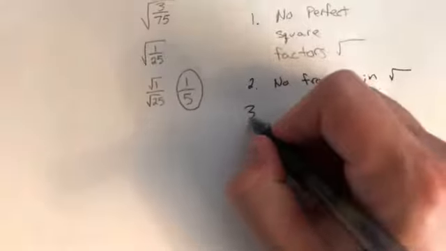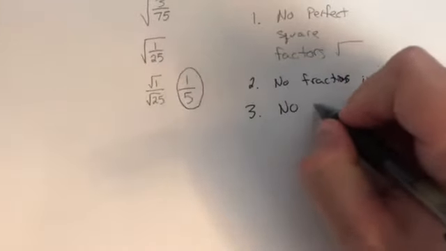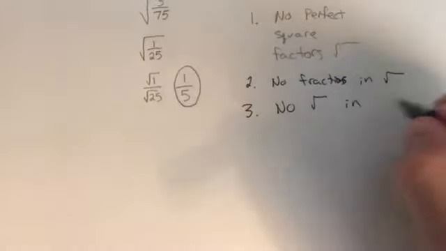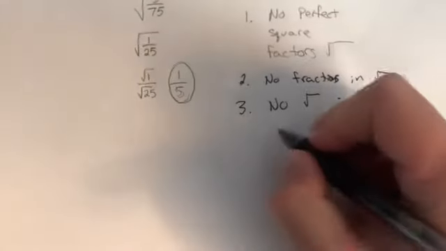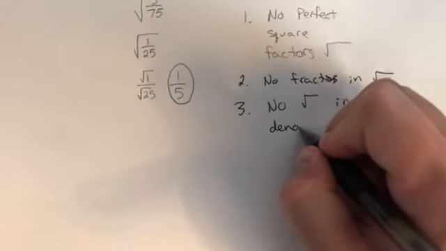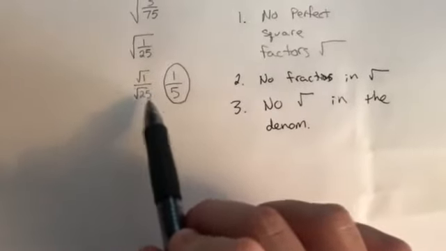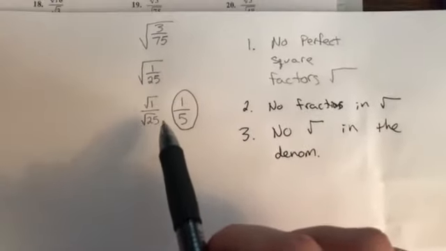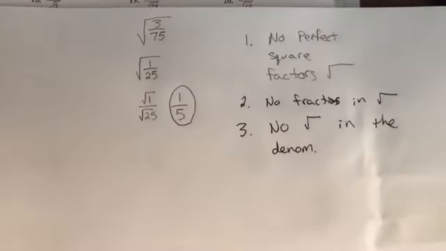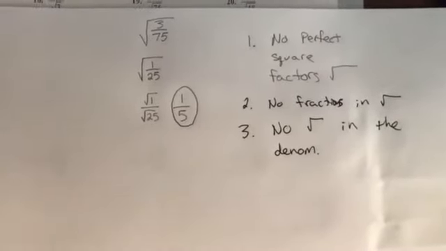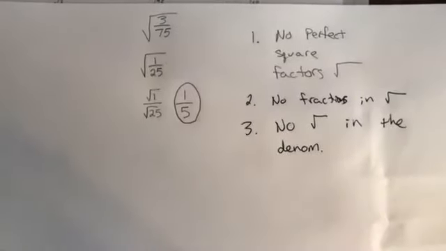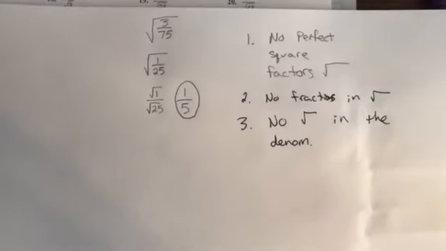And third, there can be no square root in the denominator of a fraction. So in other words, we had a square root in the denominator here. In this case, we were able to take that square root, and that's a problem that later on this week is going to get slightly more difficult. I hope this answers the questions today.